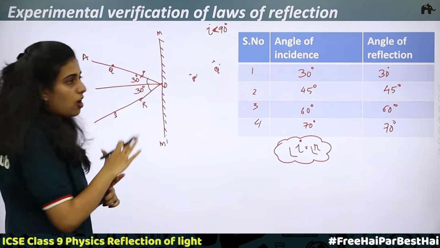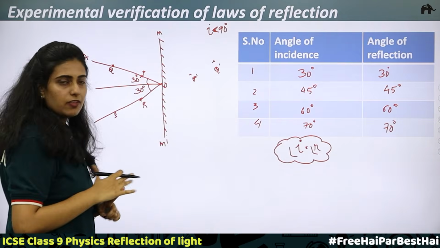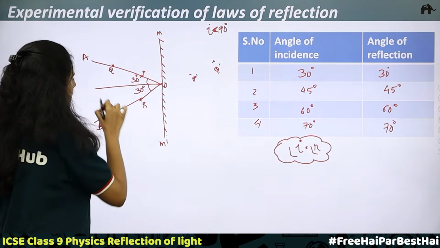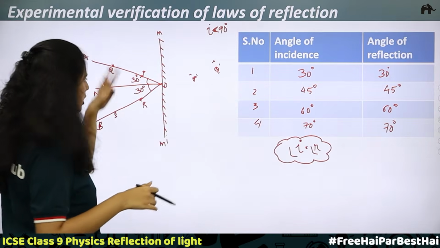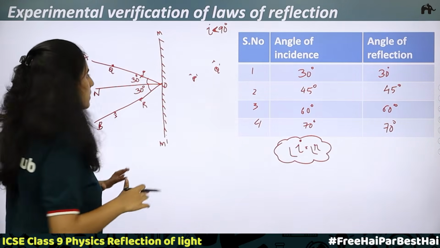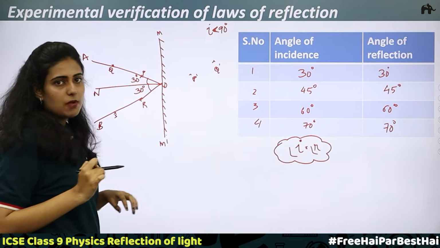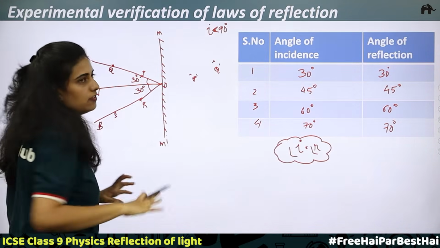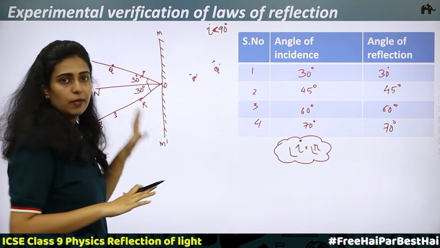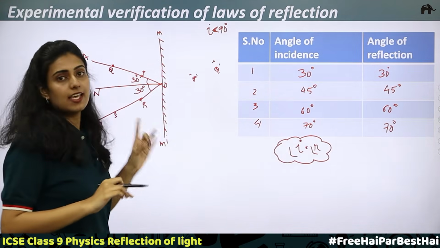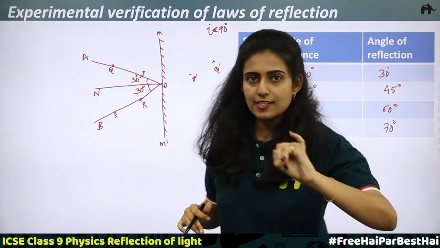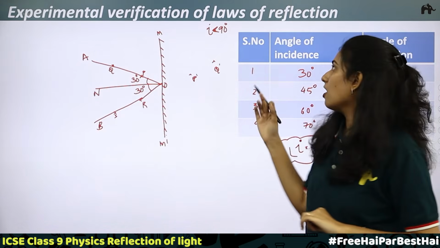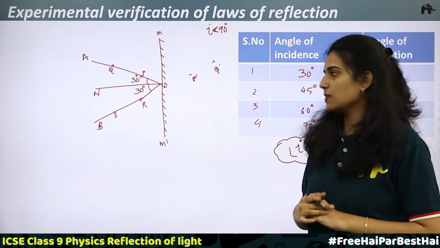Normal we have drawn. All these are on the same sheet of paper. We are able to draw the incident ray, the reflected ray OB and the normal ON on the same sheet of paper. Point O is also marked on the same sheet of paper. So incident ray, reflected ray, normal at the point of incidence all lie on the same plane. This verifies the second law of reflection. So first law and second law are verified. This is an experimental verification of laws of reflection. You can just perform this experiment.